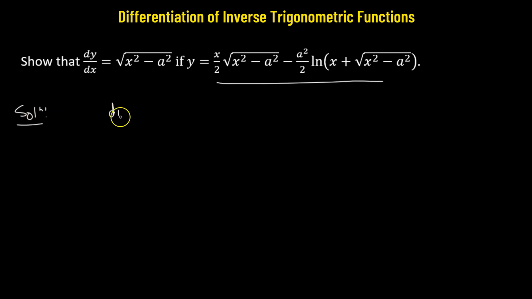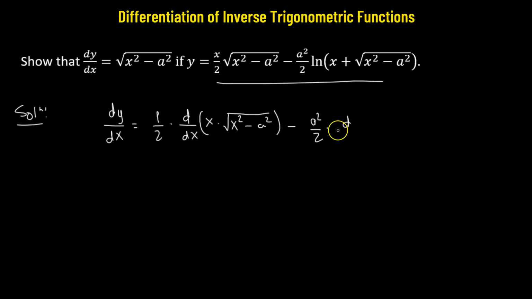So we have the derivative of y with respect to x equals, I'll take half as the constant, so I'll leave it out of the derivative. So that will be multiplied to the derivative of x times square root of x squared minus a squared minus, so a here is a constant, so we have a squared over 2 times the derivative of the logarithmic function. So here for the first derivative we need to apply the product rule. We'll treat x as the first function and square root of x squared minus a squared as the second function.